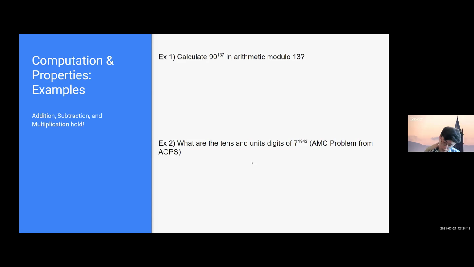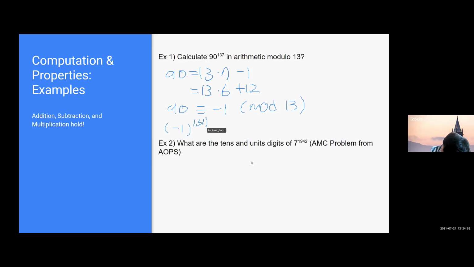90 is 13 times 7, minus 1. You can express any number as integer multiples plus some kind of remainder. Or you can do 13 times 6 plus 12. Both expressions hold because minus 1 and 12 are congruent modulo 13. So now you can think 90 is congruent to minus 1 mod 13, and now it's way easier to calculate this, because an odd power of minus 1 is always equal to minus 1.